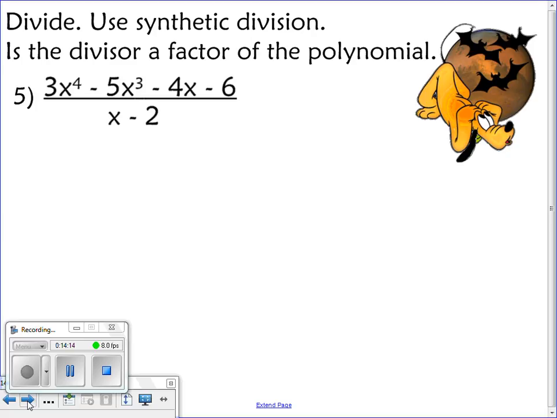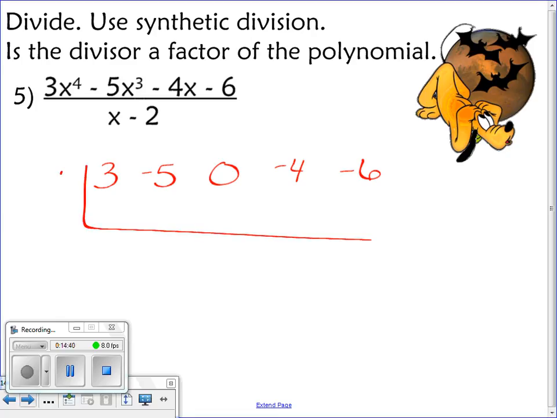Number 5. Number 5. Anything missing? It's missing the x squared. So we need to start with 3, negative 5, 0, negative 4, negative 6. Good. Because here's your x to the 4th, your x cubed, there's your x squared, your x, and your number. Good. Positive 2 is what we're dividing by. It's funny we say we're dividing by, but we don't divide at all. We multiply and add. Drop down your 3. I'll do it up here, you do it at your desk. We'll see if we end up with the same thing, okay?